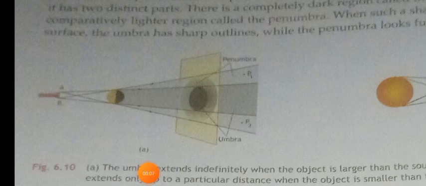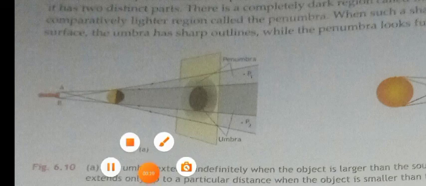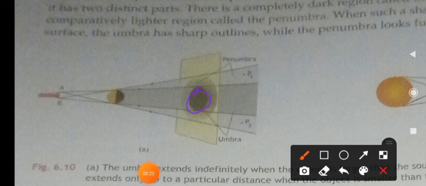When an object comes in the path of light from an extended source, the shadow formed by it has two distinct parts. There is a completely dark region called the umbra, surrounded by the comparatively lighter region called penumbra. When such a shadow falls on a screen or a surface, the umbra has sharp outlines while the penumbra looks fuzzy.